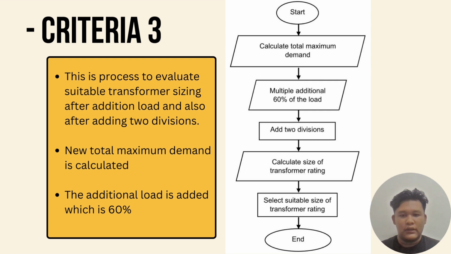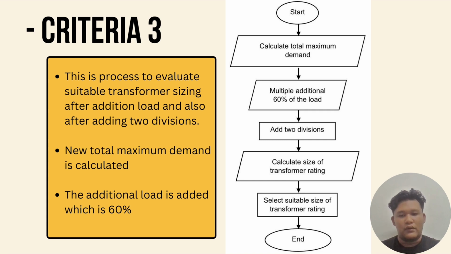And for criteria 3, this is the process to evaluate suitable transformer sizing after addition of load and also after adding two divisions. The new total maximum demand is calculated. The additional load is added, which is 60%.